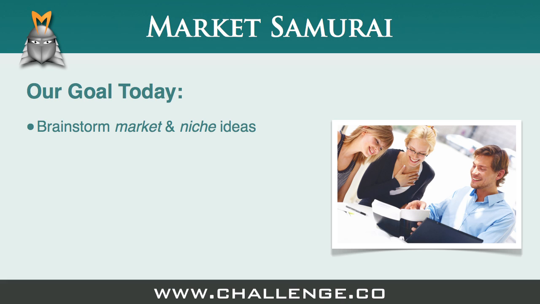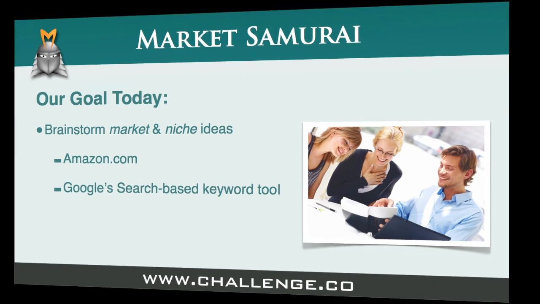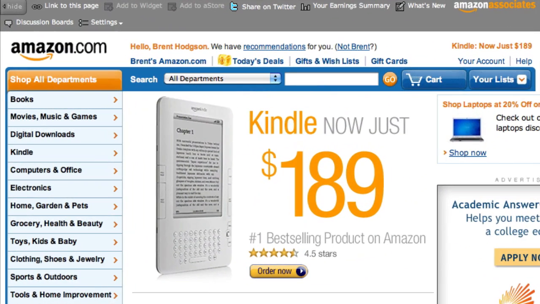Chances are you've already got some ideas for niches and markets, but if you're struggling to come up with 7 ideas, here are 2 places you might like to try: Amazon.com and Google's search-based keyword tool. Amazon.com is a great place to find markets and niches. I like to begin in the magazine section because I know that if there's a magazine devoted to a topic, then it's likely that there will be people searching for information online about that topic too.